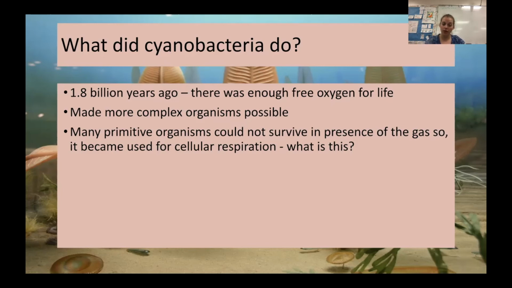So after about 1.8 billion years ago, that's about 1.2 billion years after photosynthesis began, we started to get this buildup of oxygen, which made more complex organisms possible that could have a mitochondria that could use aerobic respiration. Now, many primitive organisms were actually poisoned by oxygen, so they died out. And oxygen building up on the planet began being used for cellular respiration as that had evolved in bacteria. So cellular respiration, you're using oxygen to break down glucose.